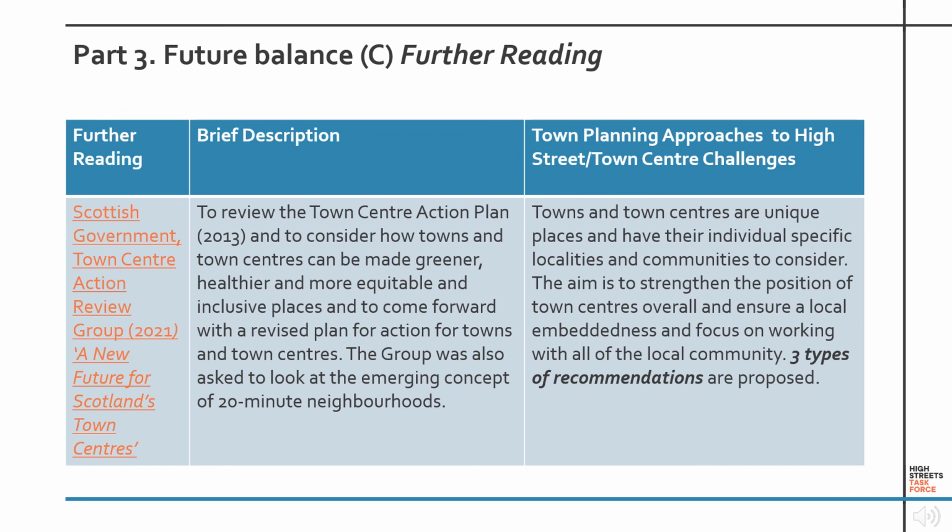In terms of the second recommended reading, A New Future for Scotland's Town Centres, the aim of the review was to strengthen the position of town centres overall and ensure a local embeddedness and focus on working with all of the local community. It was recognised that towns and town centres are unique places and have their individual specific localities and communities to consider. The three types of recommendations are: Recommendation 1, strengthen the formal position of towns and town centres in national planning, including requirements to produce town and town centre plans, co-produced with communities, and enhanced data collection and use at the town and town centre level.